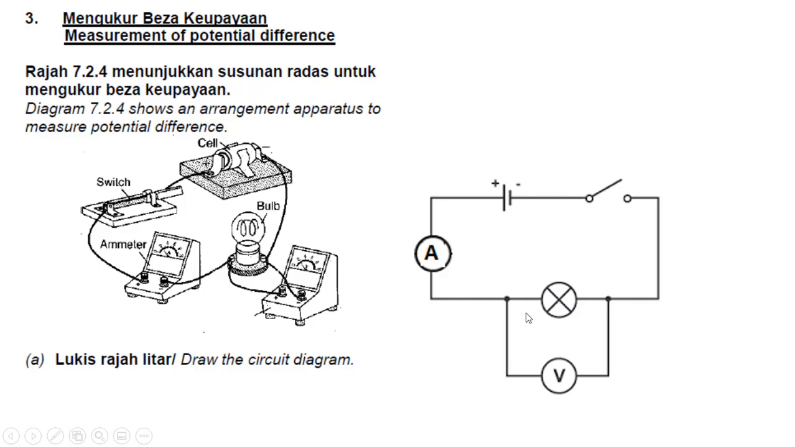The top one is the same as what we learned just now. So the positive ammeter goes to the bulb and goes to the negative, and then you take two connecting wires and connect across the bulb to the voltmeter.